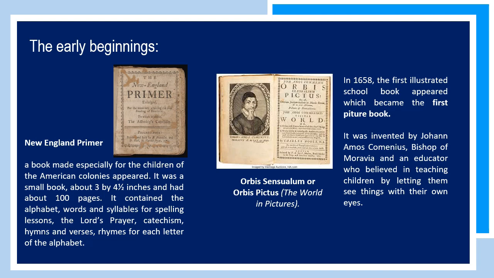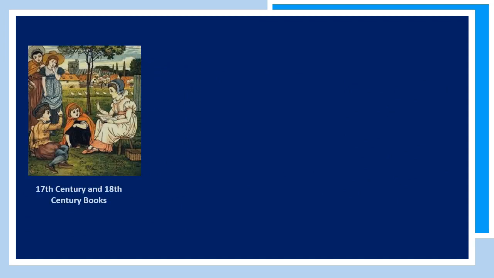reading texts. So that was created by Comenius, the first picture book, which is called the Orbis Sensualum Pictus, simply called Orbis Pictus, the world in pictures. So it's the first ever picture book created during the early beginnings in the history of children's literature.